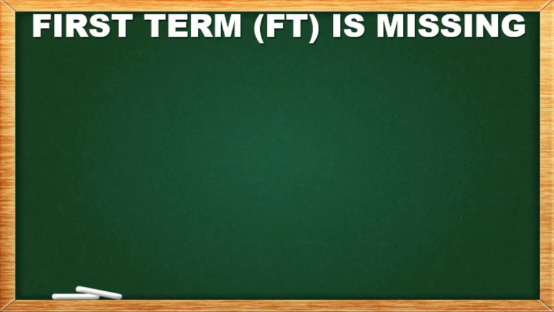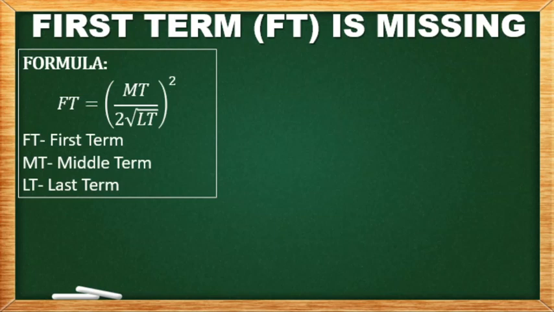So kapag nawawalang first term natin, meron tayong given formula to find the first term. FT is equal to the square root of MT over 2 times the square root of LT. Again, MT means middle term, LT means last term.